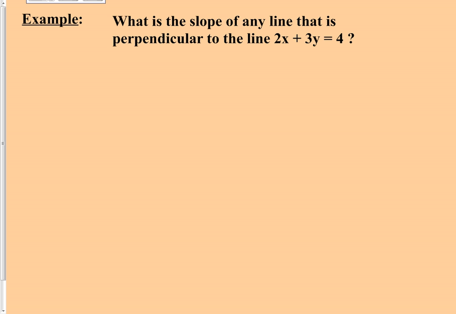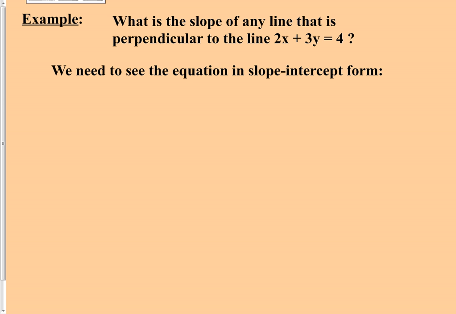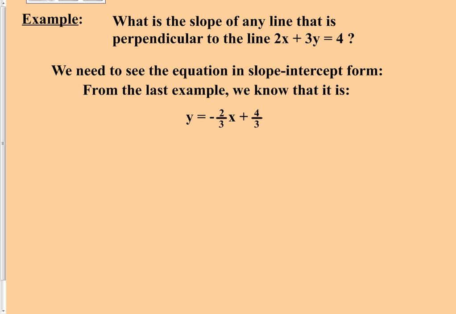Let's look at it again. What is the slope of any line that is perpendicular to 2x plus 3y equals 4? Well, if you're paying attention, this is the same equation as the last example. But once again, you need to see the equation in slope-intercept form. We already did that, so I'm not going to go through the math again. I'll just write it down again. In slope-intercept form, our equation is y equals negative 2/3 x plus 4/3.